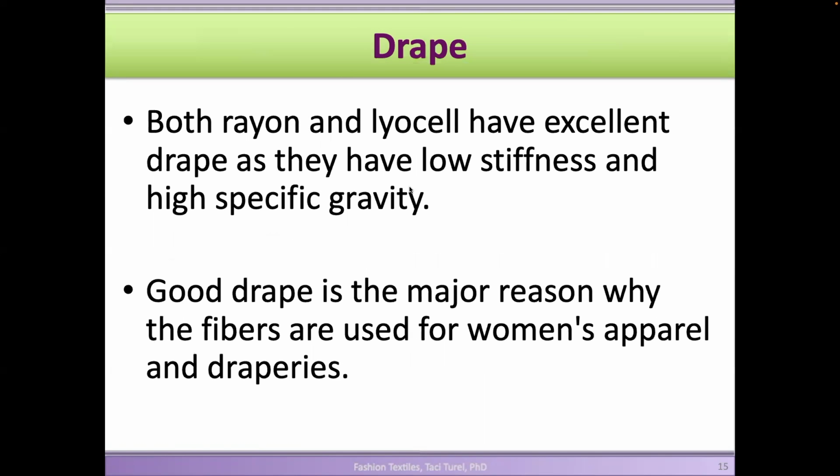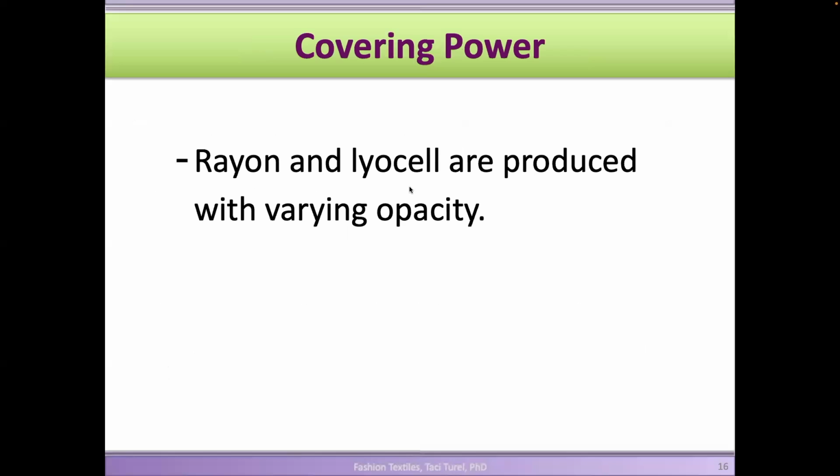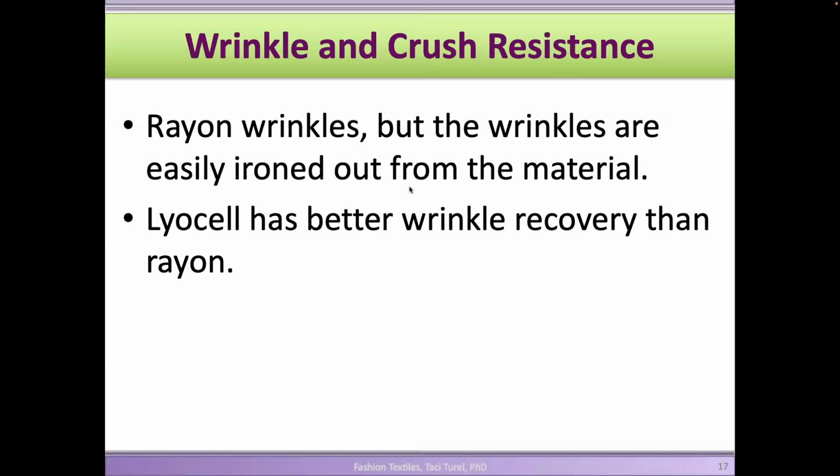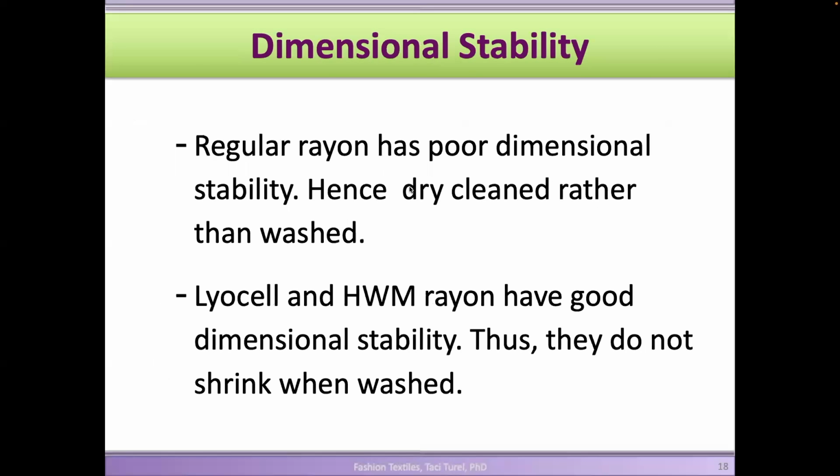And they have excellent drape. This is one of their biggest properties. If you wear anything viscose, rayon, modal, those have really nice drape when you wear them. It's very different from cotton. It's not as stiff as cotton. And because of drape, it's usually used in women's apparel. The opacity can be changed. Rayon wrinkles, but wrinkles are easier to iron out. Lyocell has better wrinkle recovery than rayon, so it's a little bit less wrinkly.